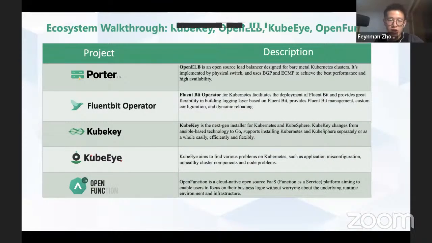Apart from KubeSphere itself, we are also developing and polishing some ecosystem tools, and all of them have been accepted by the upstream community and CNCF. As for OpenELB, formerly named PorterLB, it is an open source load balancer designed for bare metal and on-premises Kubernetes clusters. This project is implemented by physical switches and uses BGP and ECMP to achieve the best performance and high availability for exposing Kubernetes services in on-premises clusters. If you are running your Kubernetes cluster on a public cloud, such as Civo Cloud, you will not need this project. But when you are going to deploy your cluster in your data center or, for example, on your local machines, OpenELB is quite useful.